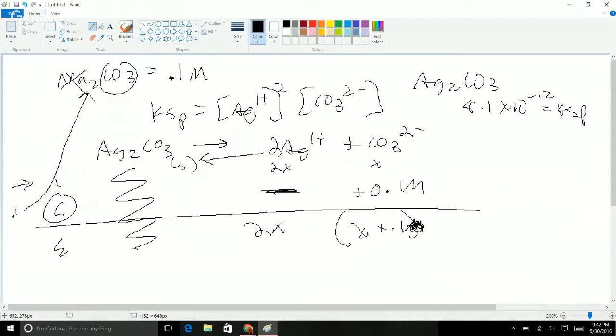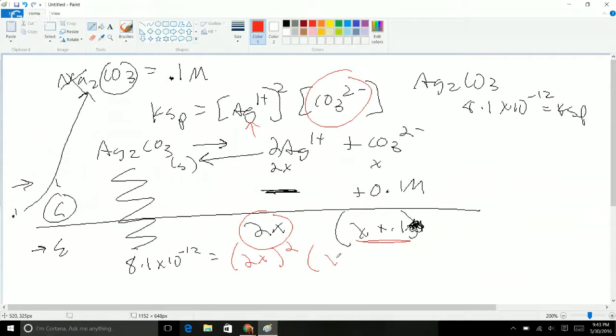Okay, so now I'm going to put this equilibrium part into my Ksp, because Ksp means at equilibrium, so that's where I want to put my numbers. So here I'm writing my Ksp again: 8.1 times 10 to the negative 12 equals 2x, 2x is my silver, 2x squared, times my carbonate, which happens to be this down here, x plus 0.1.